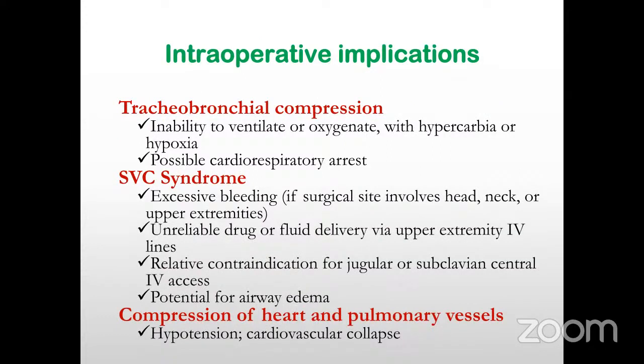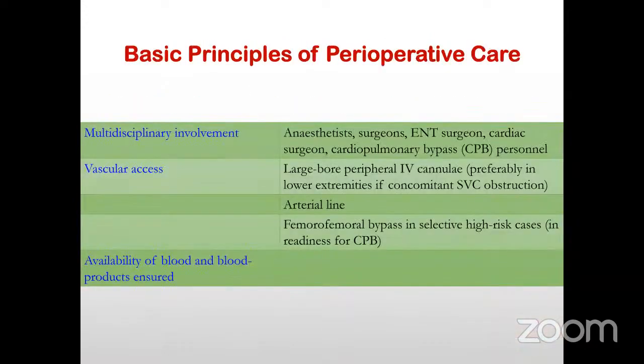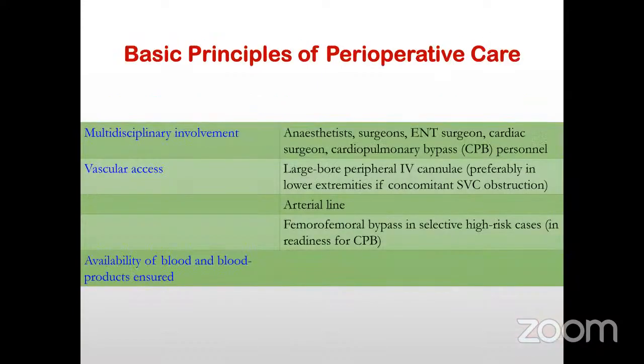So when you are assessing these patients, take cognizance of this so that you can manage them. Based on this, you can stratify, because you have to prognosticate and do ASA physical status grading for these patients. Based on these findings, you can classify them as safe, unsafe, or uncertain, depending upon the predictors which I have just disclosed to you, and thereby prognosticate and help the patients.